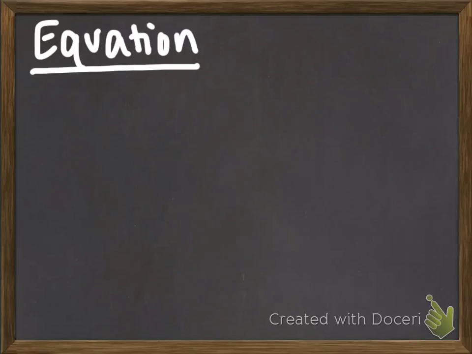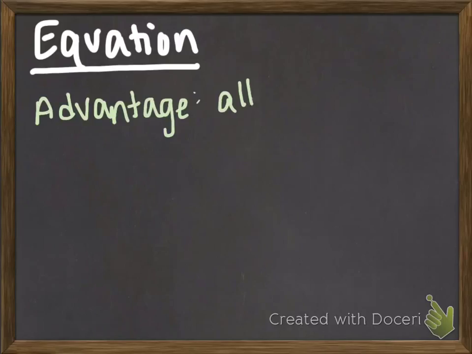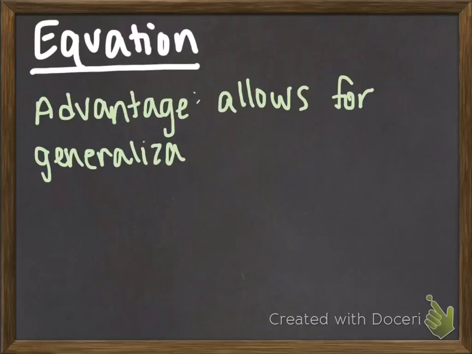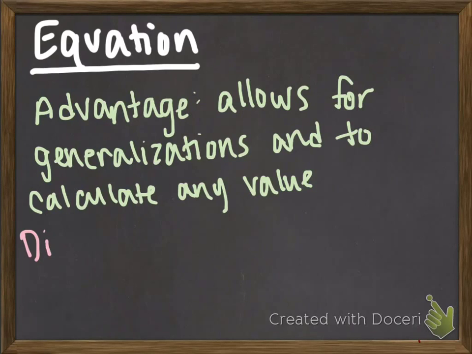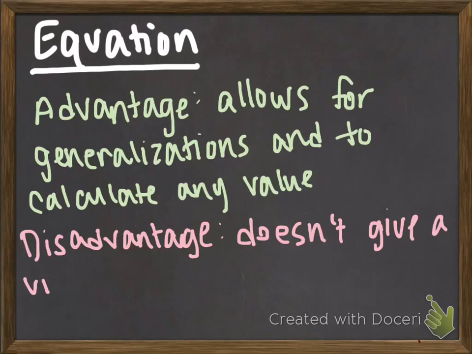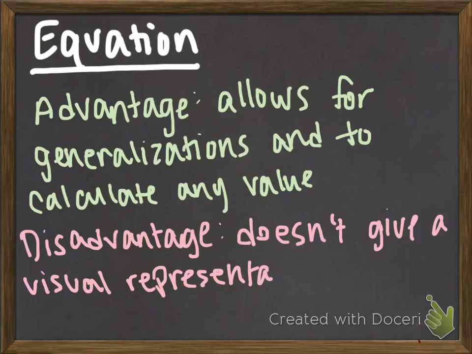And finally, we have an equation. The advantage to the equation is that it allows for generalizations and to calculate any value that you want. So while the graph lets you see the values, it may not be exactly precise, but the equation gets that precision taken care of. But the disadvantage for an equation is that it doesn't give a visual representation.